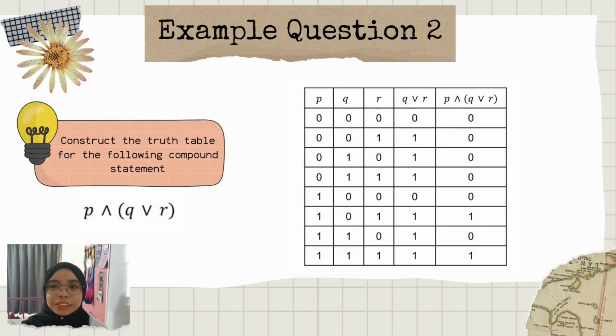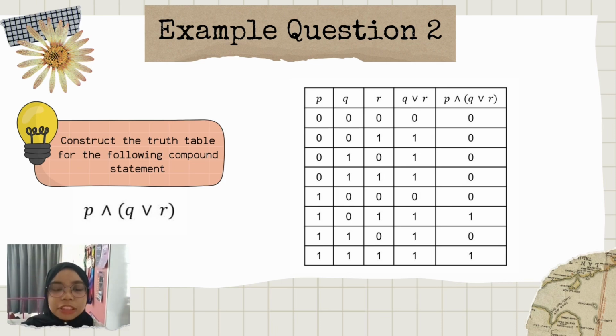Example question 2. Construct the truth table for the following compound statement. The compound statement that we have here is P and Q or R. First, list down all the possible truth values for variables P, Q and R. As I said earlier, if a compound statement has 3 variables, the truth table will have 8 rows, following the formula 2 to the power of n, where n is the number of variables.